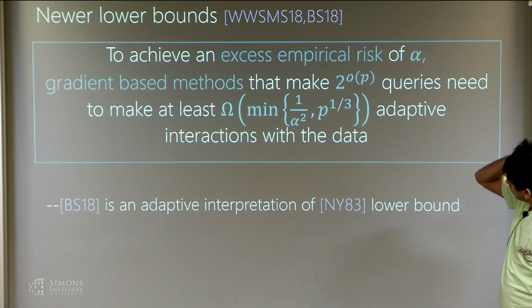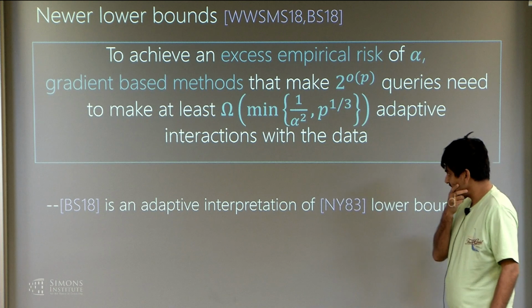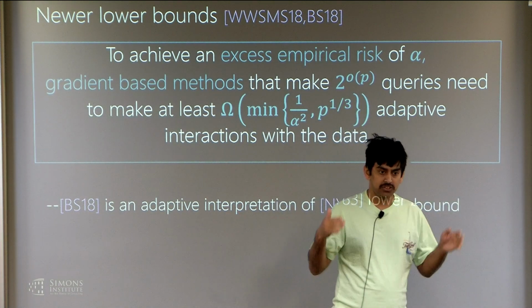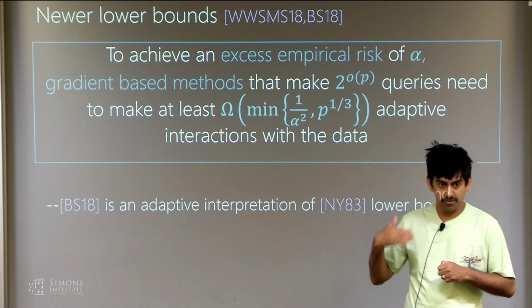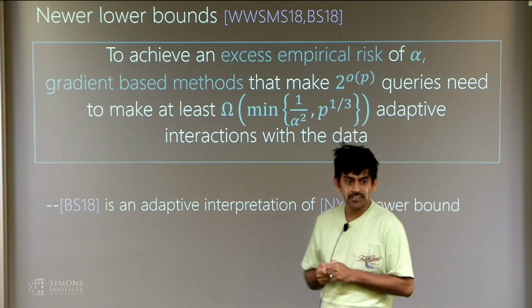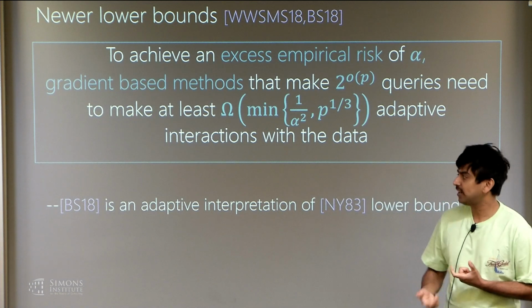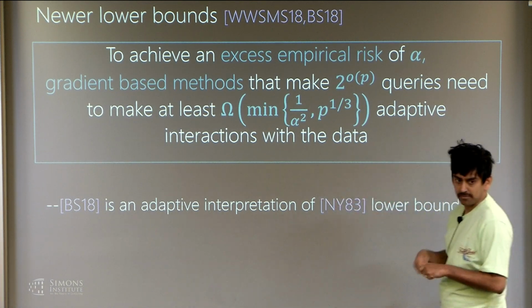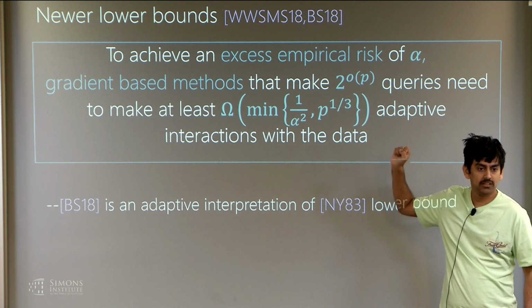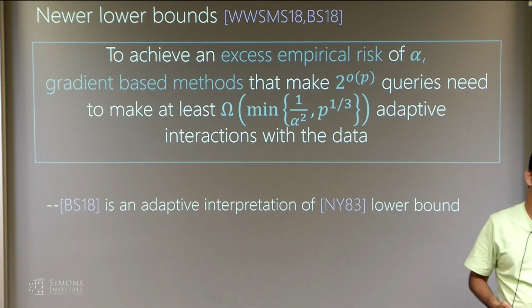The version of the result from BS18 is essentially an adaptive interpretation of the classic Nemirovsky-Yudin lower bound. If you look at the original Nemirovsky-Yudin lower bound for gradient-based methods, you can do some surgery on the function which they construct to get an adaptive version of it. This paper does this modification to get 1 over alpha squared. All this is saying is that gradient-based methods are the best you can do.